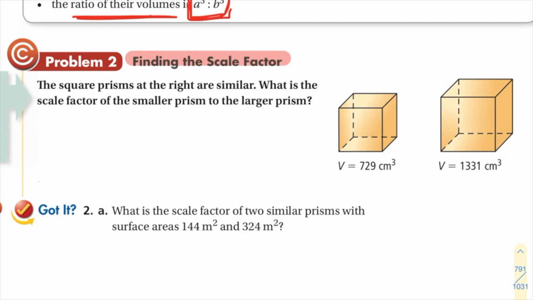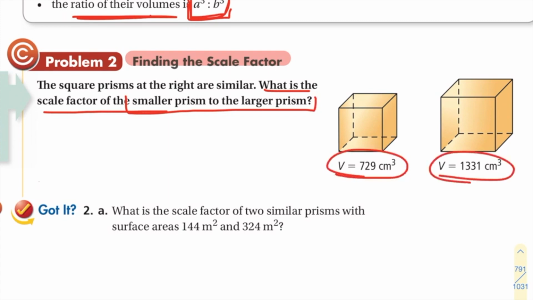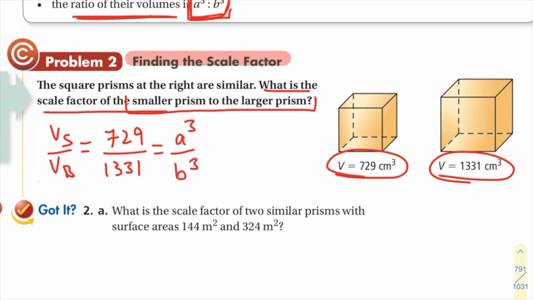But anywho, moving on. Taking a look at these two solids, we are given the volume, and we are supposed to find the scale factor for each of these. So notice we have the smaller one at a volume of 729 centimeters cubed, and the bigger one has a volume of 1,331 centimeters cubed. And all we're going to do, actually, is get the cube root of each of those numbers.